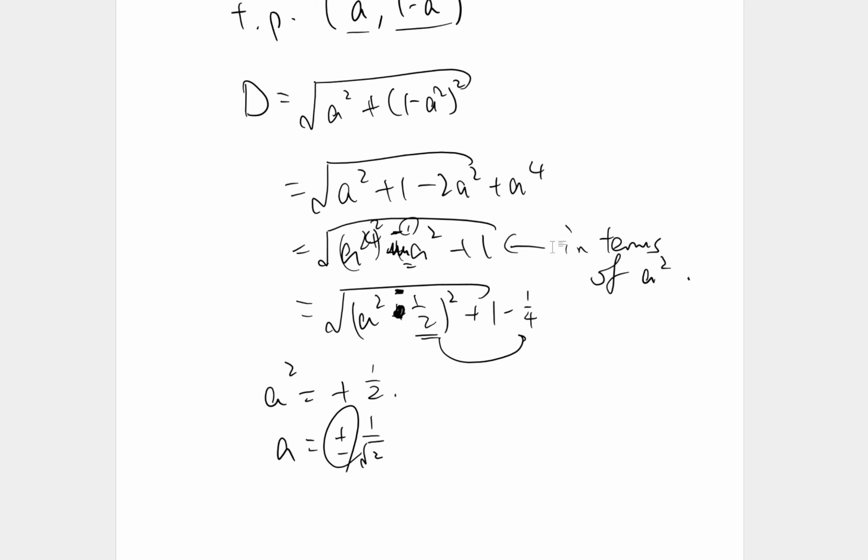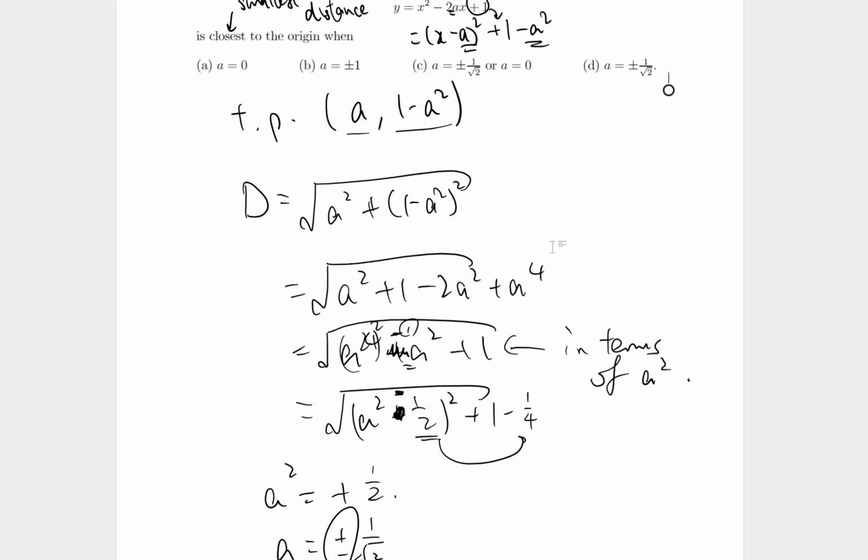So now let's look back at the question. So a, b, c, d, which one is it? It would be d. A equals plus or minus 1 on root 2. Okay, cool. So that's the answer.